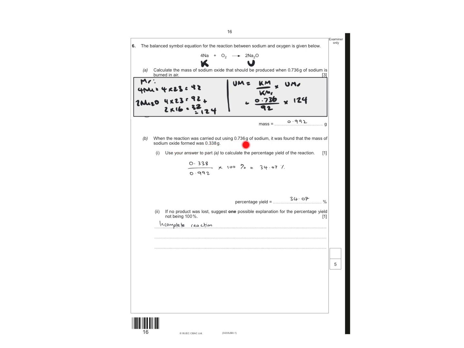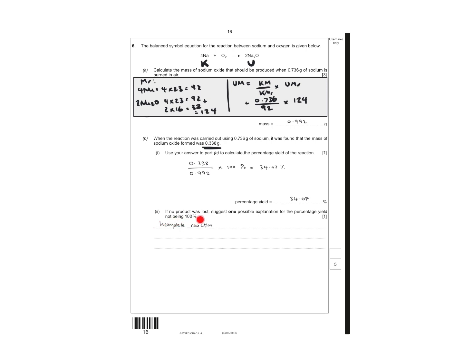When the reaction was carried out using 0.736, it was found that the mass of sodium oxide formed was actually 0.338. So rather than making what we predicted, we actually made that. Use your answer to calculate the percentage yield. So what we're looking for is a percentage of what we should have made. Well, we actually made 0.338, so I divide that by what we should have made, 0.992, and it's a percentage, so I times it by 100, and that gives me a percentage yield of 34.